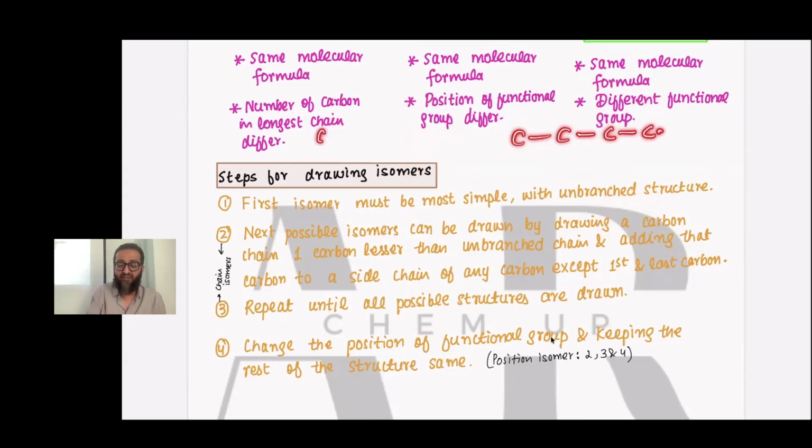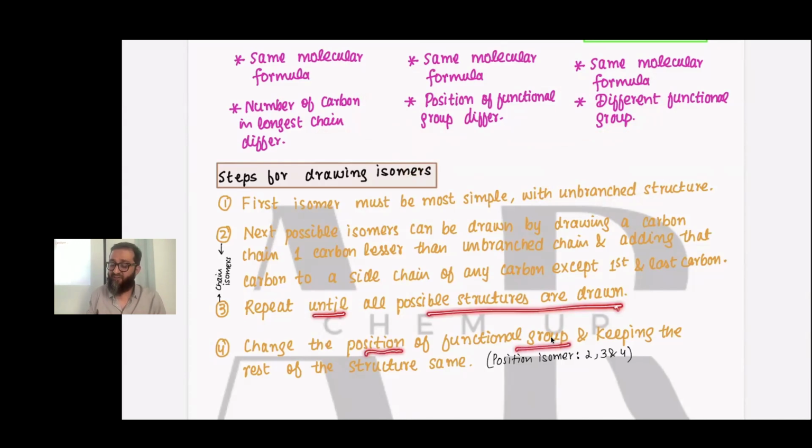Then for the second isomer, you decrease 1 carbon from the straight chain, exclude the first and last, and put the branch on a middle carbon. Then we look for another possibility. Is this understandable? Yes, Ridwan and Fatma? Yes, sir. Okay, then repeat until all possible structures are drawn.